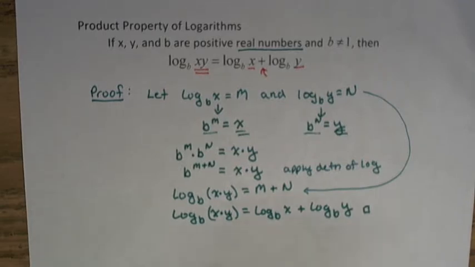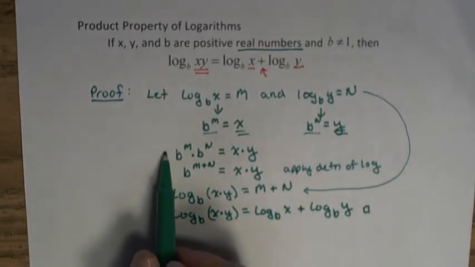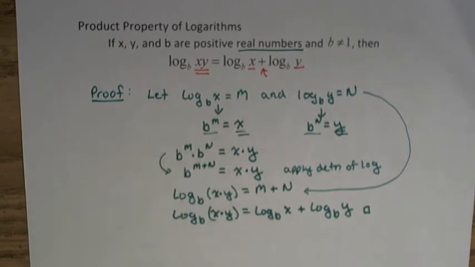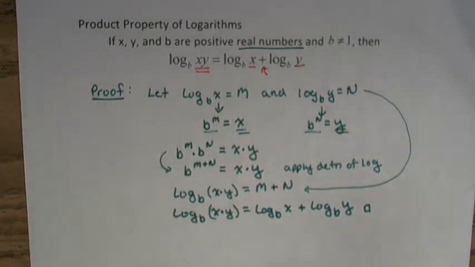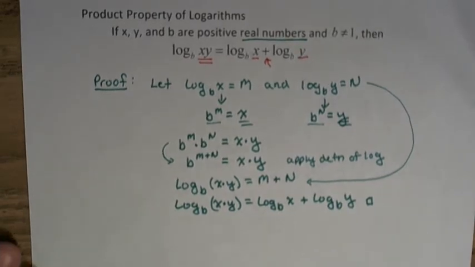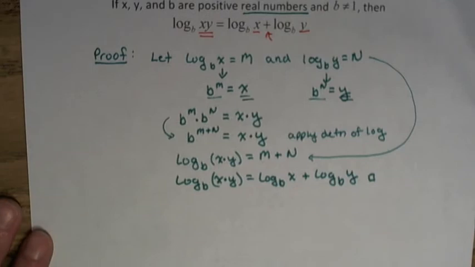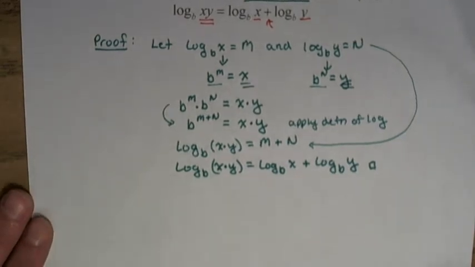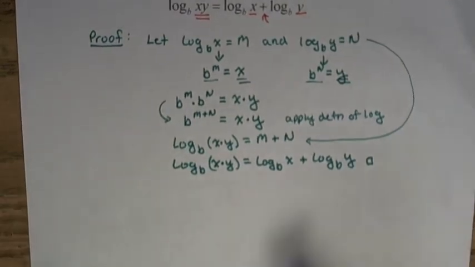So again, notice how we did use our rules for exponents here to simplify in that step right there. All right, so now let's go ahead and apply this in a couple of examples. Now that we see where it comes from, let's try to apply this property to a couple of different problems.